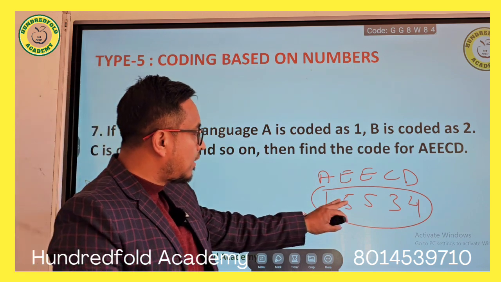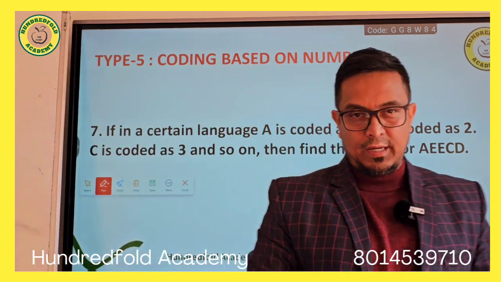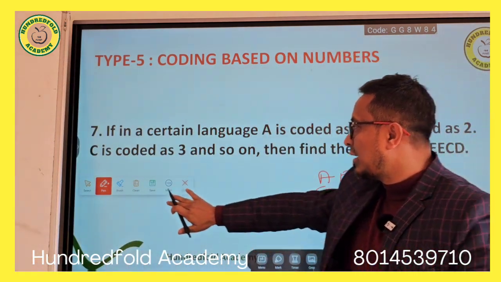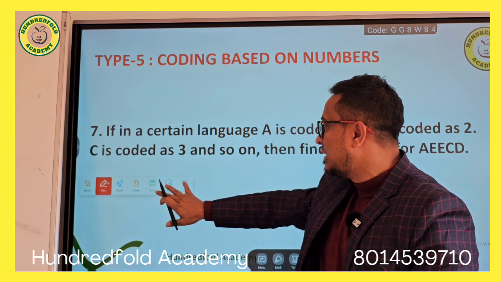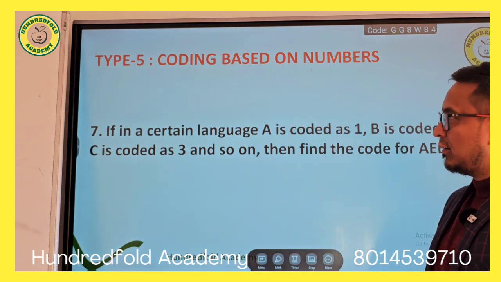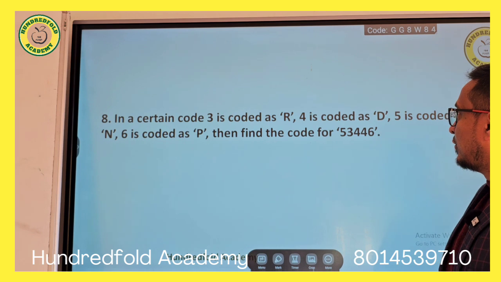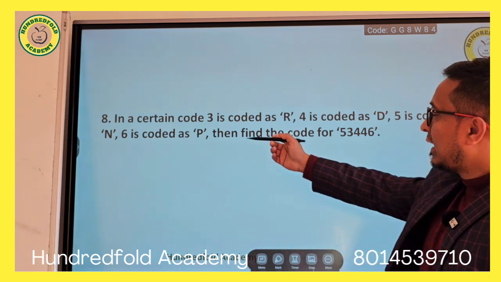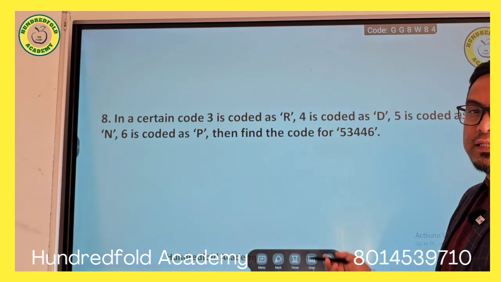So your answer is 1, 5, 5, 3, 4. So this is another type that may come for your CUET, which now you are familiar. Let's take another type, which they can say in a certain code 3 is written as R.